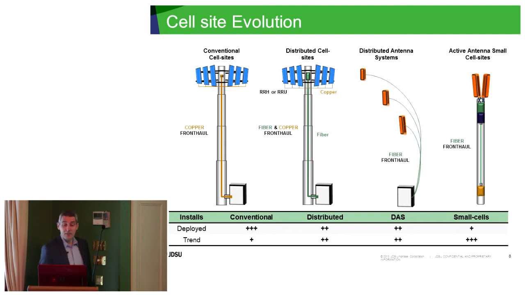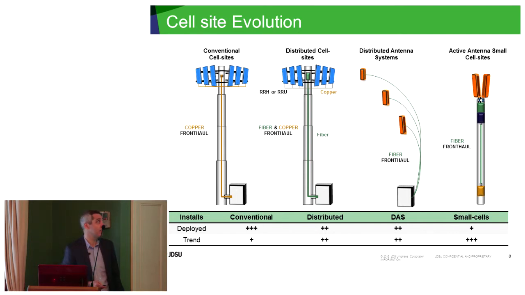Moving towards distributed antenna systems, which is really like that distributed cell site, but in a broader play. Again, typically fibre is used for the fronthaul, but the antennas are distributed. Whereas in the small cell, on the right hand side, as its name suggests, you've got full Node Bs or eNode Bs contained as a small cell, but distributed out.